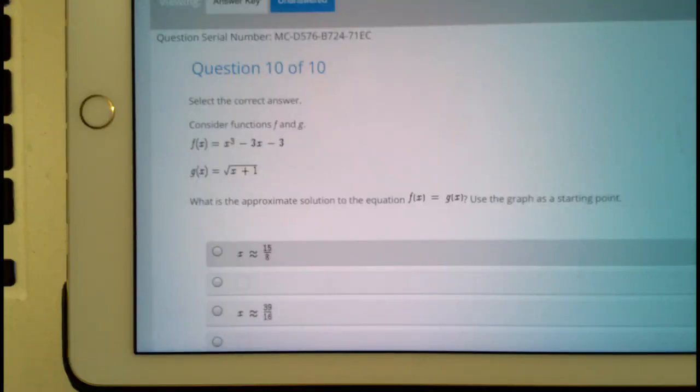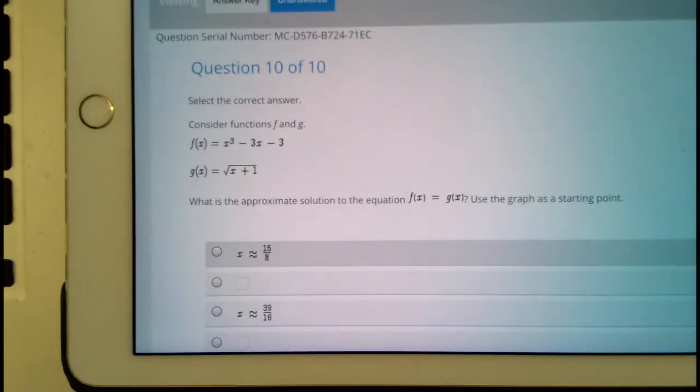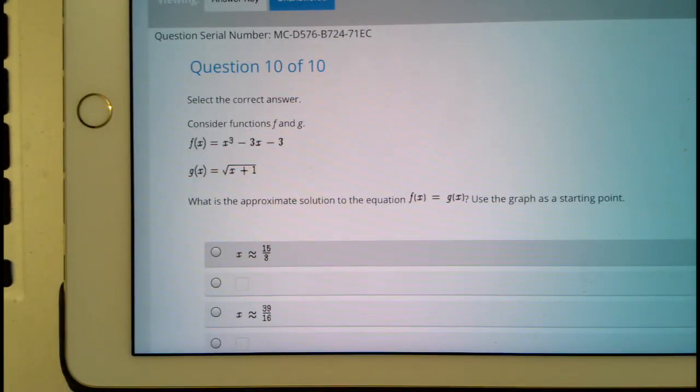Consider the functions f and g. f of x equals x cubed minus 3x minus 3, and g of x equals the square root of x plus 1. What is the approximate solution to the equation f of x equals g of x? Use the graph as a starting point.